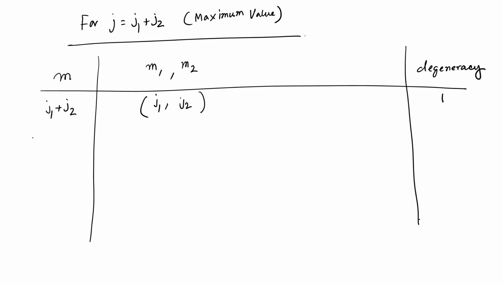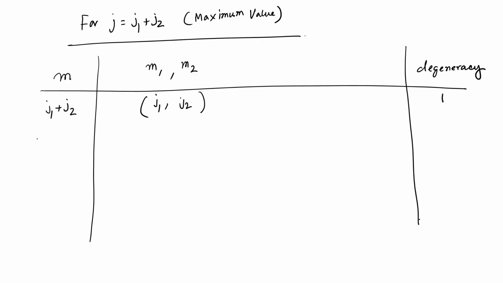Let us see what is the next one. It is clear that there is a degeneracy equal to 1, because there is no other way you can choose your M1 and M2 values such that the sum of them gives you J1 plus J2, which is the maximum value of M corresponding to this maximum value of J. Let us say the next value of M. So, the next value of M is J1 plus J2 minus 1.